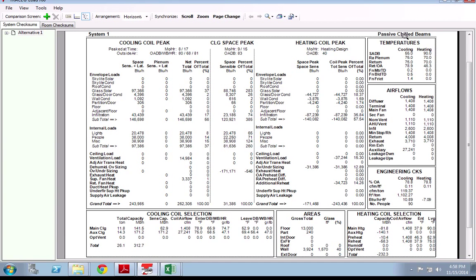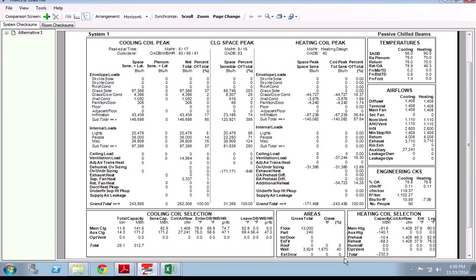And actually, we're using these passive chilled beams. I think we'll rerun it with VAV. But the space peak is really just when are the internal gains and the envelope gains the highest.